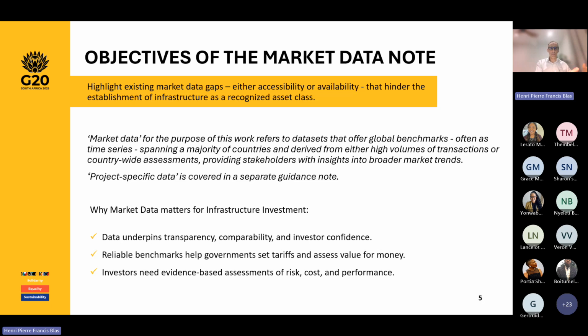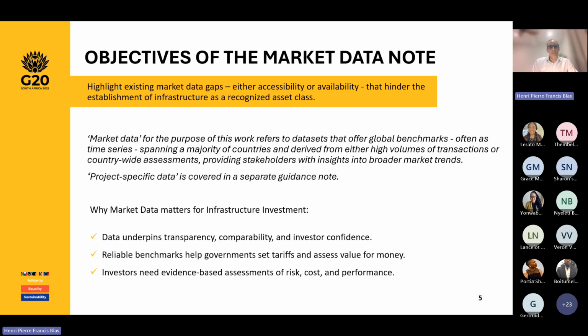Again, project-specific data, which is extremely important, is covered in a separate guidance note. And the two obviously work together, like I explained before. But here we're just going to focus on those global market data benchmarks.